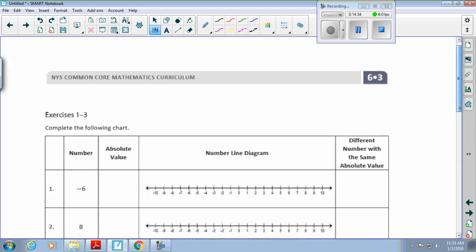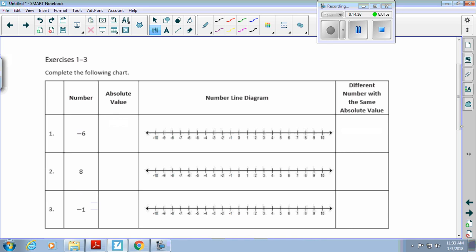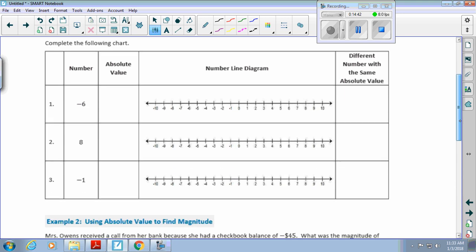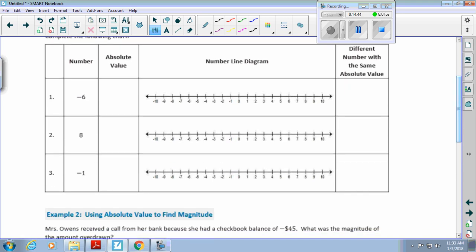Okay, here's a handy dandy chart. It is on page 43. Wow, the next page. All right, so complete the following chart. We have the number, and then we have to give its absolute value. So if we have -6, right, here's 0. Here's, wow, that's really blurry. There's -6. How far of a jump is that?